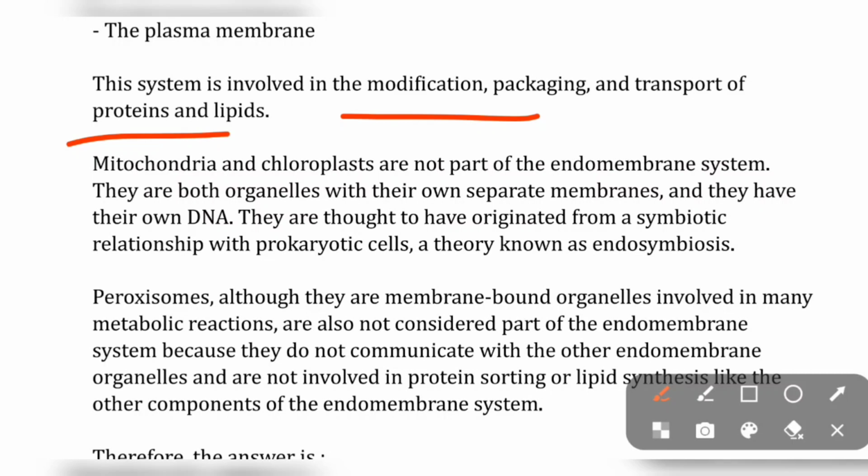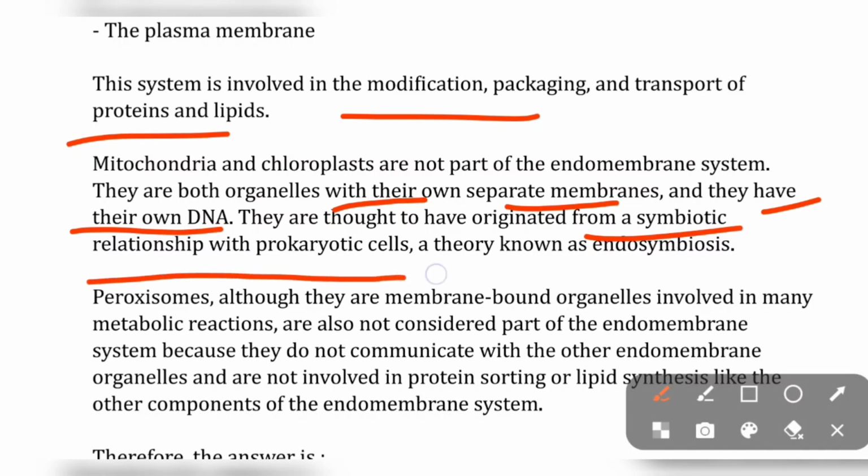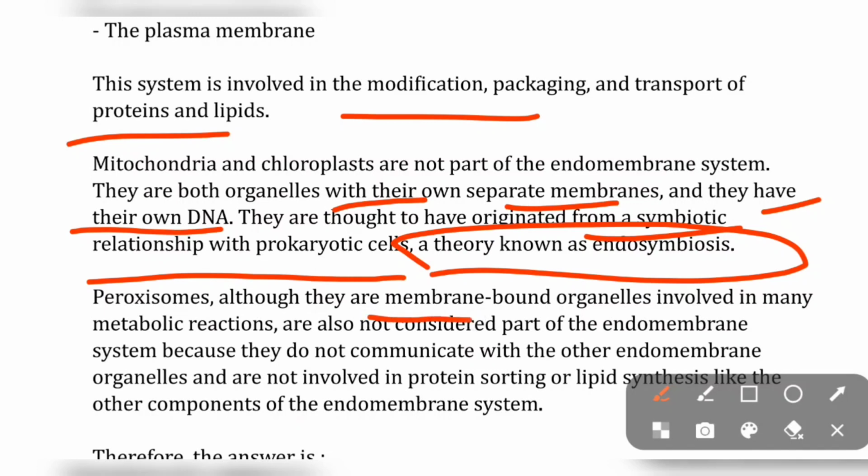They are both organelles with their own separate membrane and have their own DNA. They are thought to have originated from a symbiotic relationship with prokaryotic cells, and what do we call this, endosymbiosis, or the endosymbiotic theory we also call it. Peroxisomes, although they are membrane bound organelles involved in many metabolic reactions, are also not considered part of endomembrane system, because they do not communicate with the other membrane organelles and are not involved in protein sorting or lipid synthesis like the other components of endomembrane system.